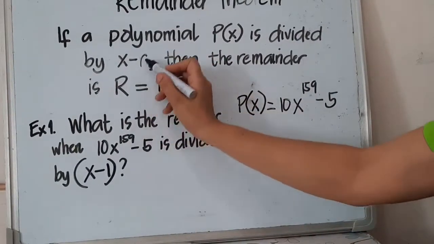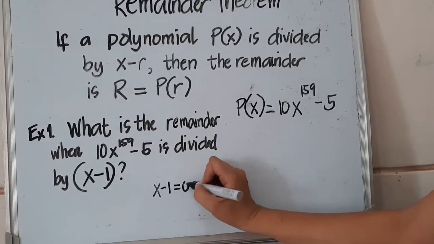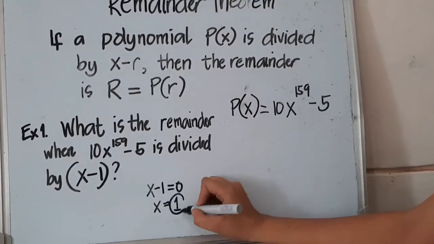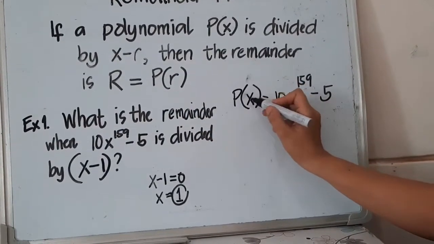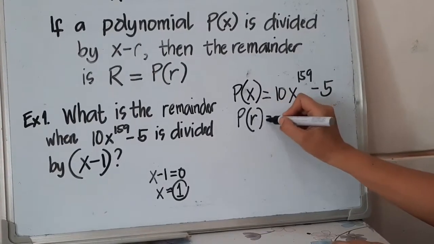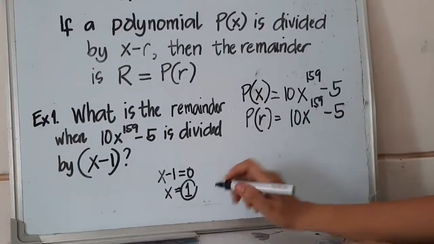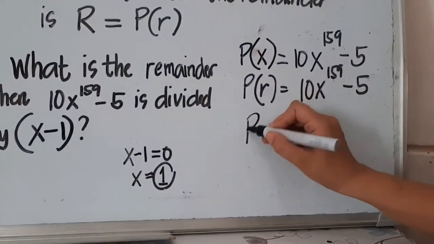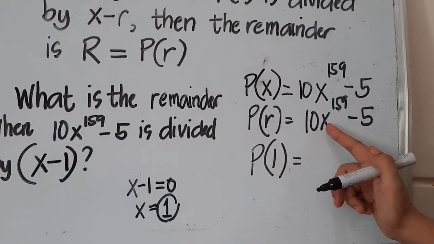So to get our r, we have to get our divisor. So x minus 1 equal to 0. So x is equals to positive 1. So our r is positive 1. So therefore, our p of x will no longer become p of x, but it will become p of r. So this will become p of r is equals to 10x raised to 159 minus 5. And our r, since we already solved for our r, which is 1, so r here will become p of 1 equals. So p of 1, we just substitute our x by 1.